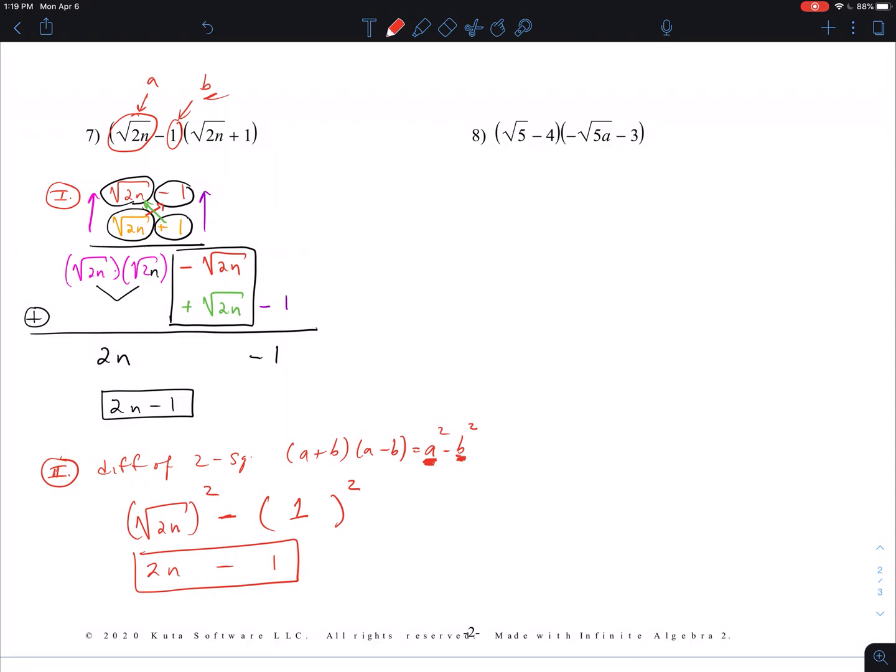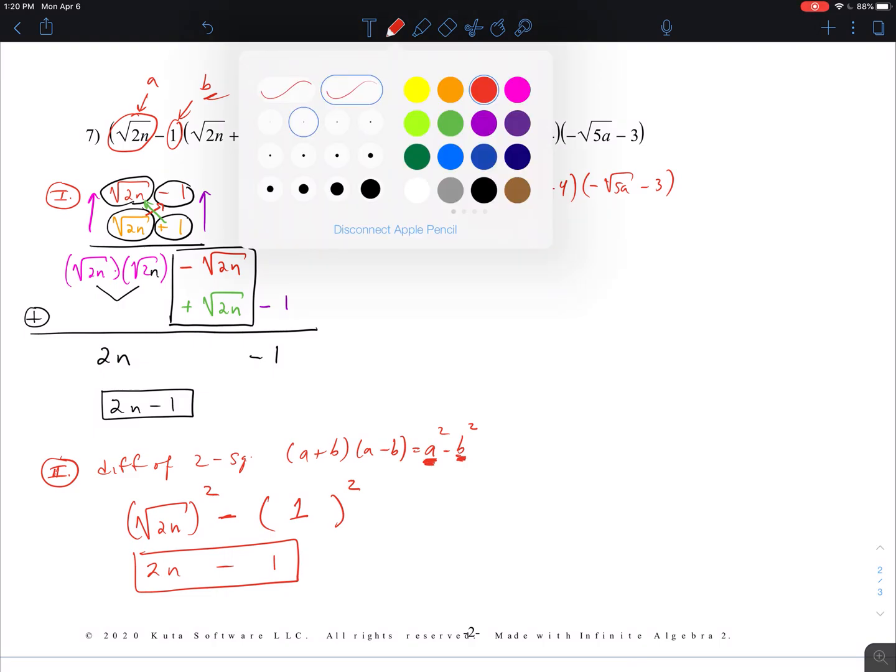Yes, okay? All right. On number 8, I'll do it by just basic distribution, just so we can see a whole variety of things. I'm just going to rewrite it as it is, and then we'll do the distribution.